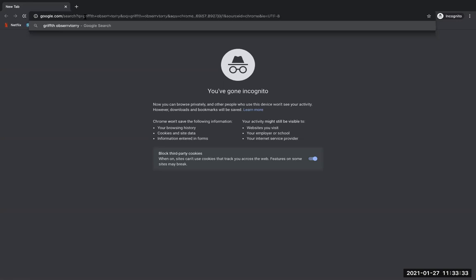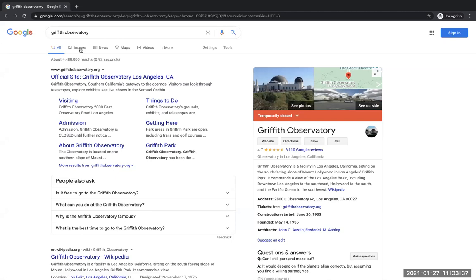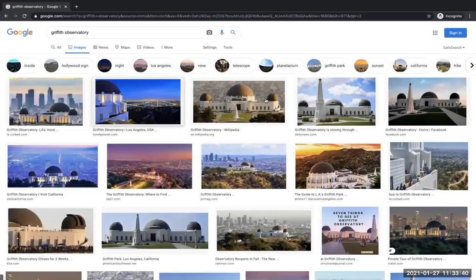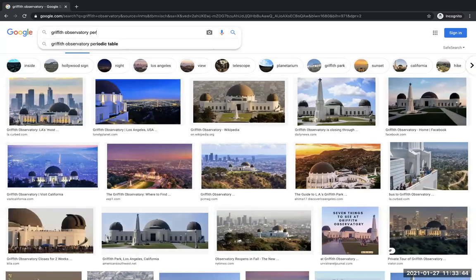I think it's temporarily closed right now. Yes, temporarily closed. So that's what it looks like. I'll show you the periodic table.